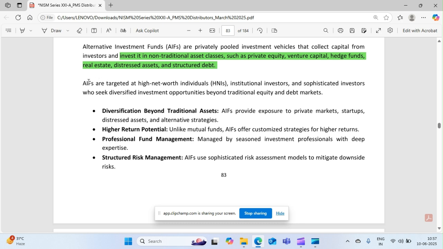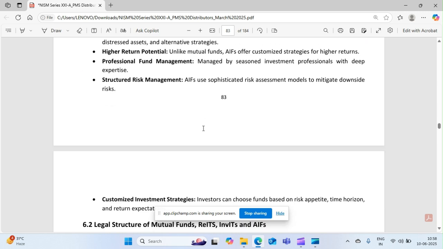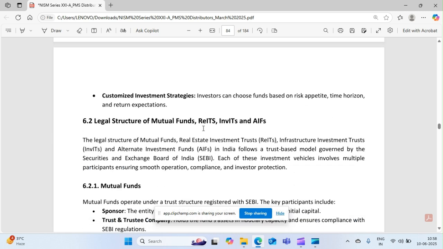AIFs typically are targeted at high net worth individuals. This is not typically open for retail investors, because they will ask you to invest a crore rupees, which you cannot easily do. But obviously, those who have money can do it. They help in diversification beyond traditional equity and debt market, right? They have high return potential, because of the risk that they take, or the investments that they make. Professional management, structured risk management, and customized investment strategy.